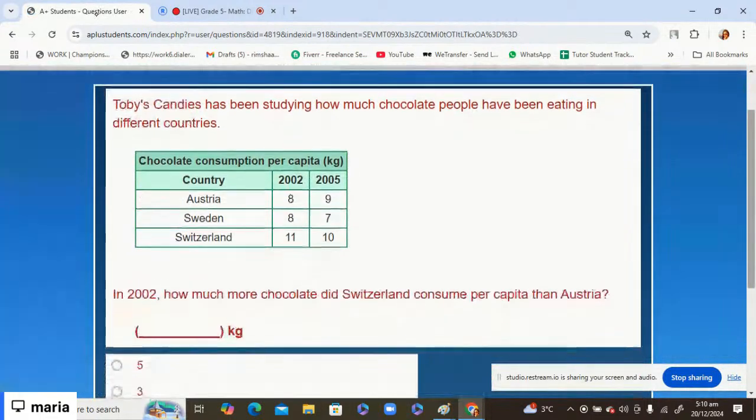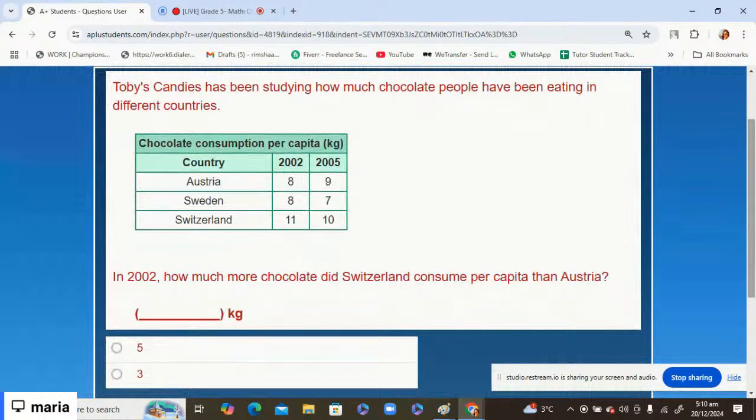So now here, Toby's Candies have been studying how much chocolate people have been eating in different countries. Austria, Sweden, and Switzerland are given.